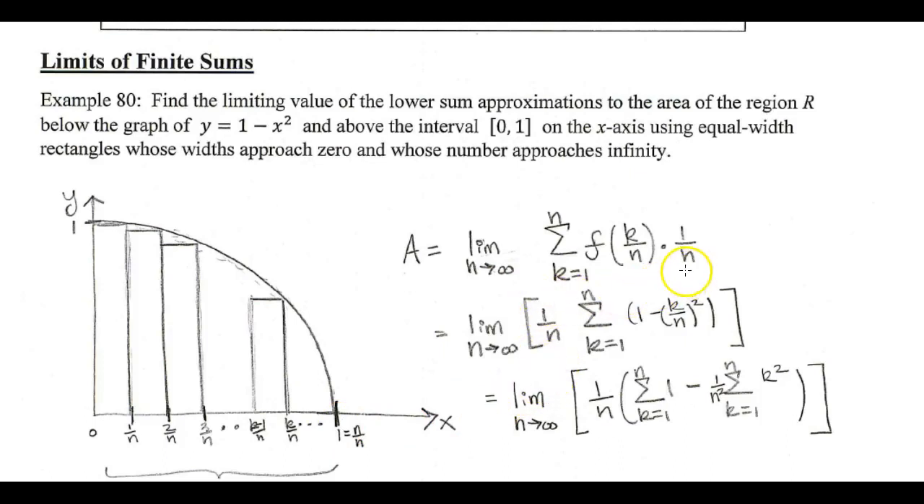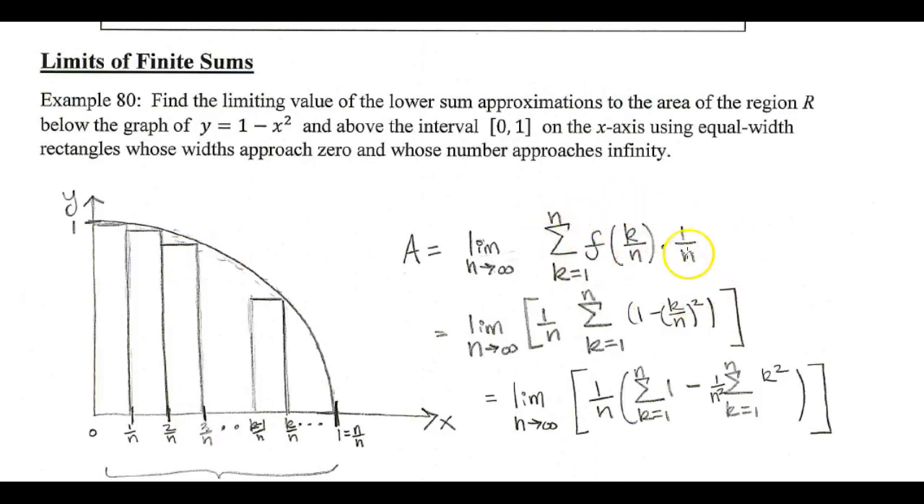So how do I find that? Remember, the area of these lower limit rectangles is base times height. So the base of each one of these is 1 over n. The height of each one of these is always the right endpoint. So for the first rectangle, when k is 1, the height is f of 1 over n. For the second rectangle, when k equals 2, the height is f of 2 over n.